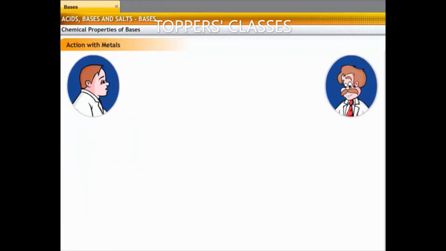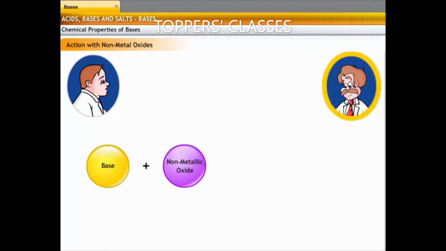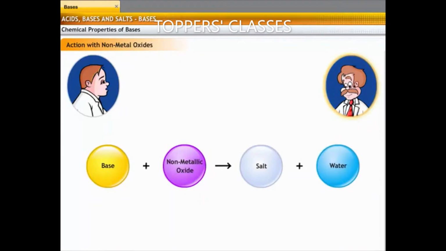What's next? Bases react with non-metallic oxides to form salt and water. This is very similar to a neutralization reaction between an acid and a base. From this, it can be concluded that non-metallic oxides are acidic in nature.